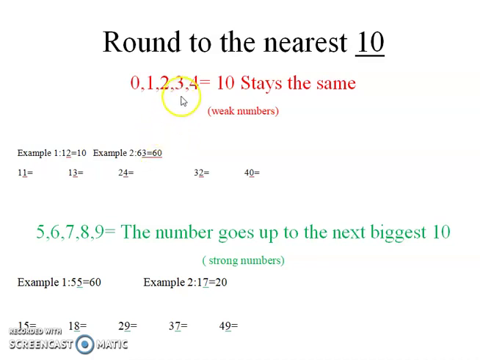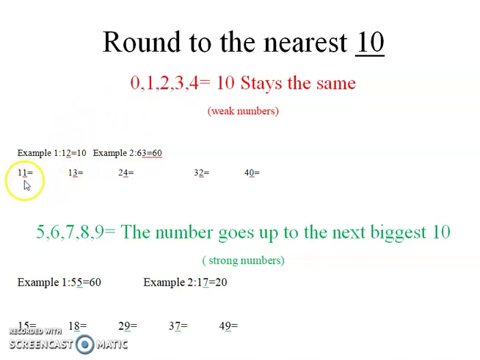Is 3 a strong number or a weak number? Well, here we see 3 here in red, and it is a weak number. So our number is not going to change, it's going to stay the same. So our number in the 10's place value is going to stay the same, and we're going to have 60 as our answer. So if you've noticed, I've underlined the numbers in red that are in the 1's place value. I'm giving you clues and hints to help you.